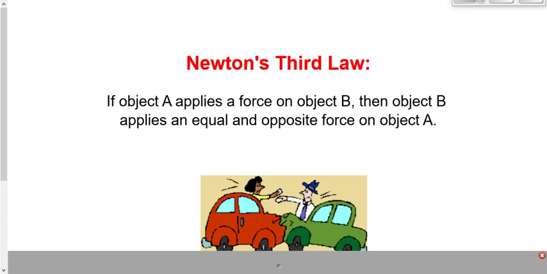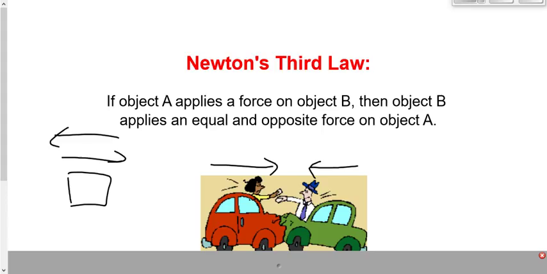Take a look at this diagram down here. If I state it as, for every action there's an equal and opposite reaction, then maybe I draw one object and these two forces should cancel. That's wrong. I've got two objects. There's a force acting on one object and an equal and opposite force acting on the other object. Because it's two separate objects, they don't cancel each other out.